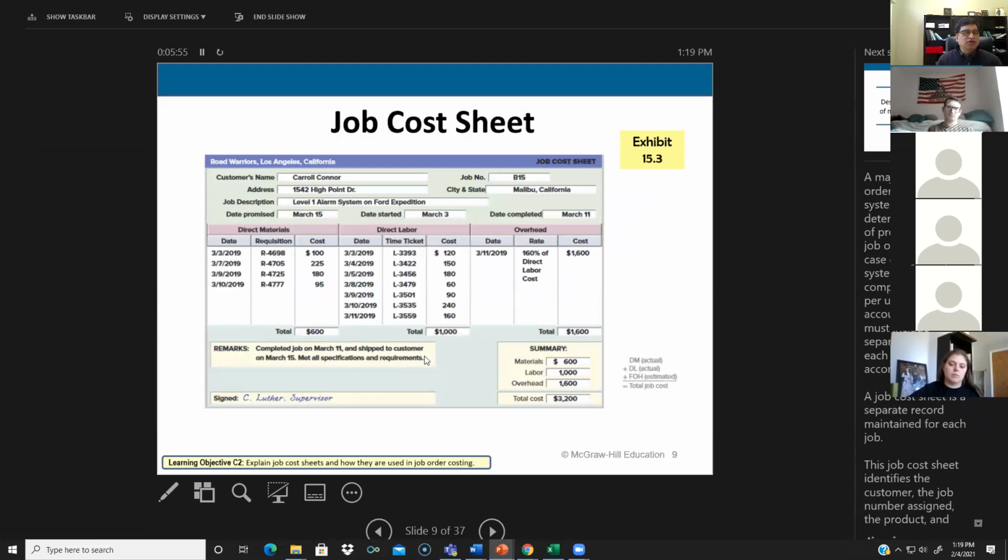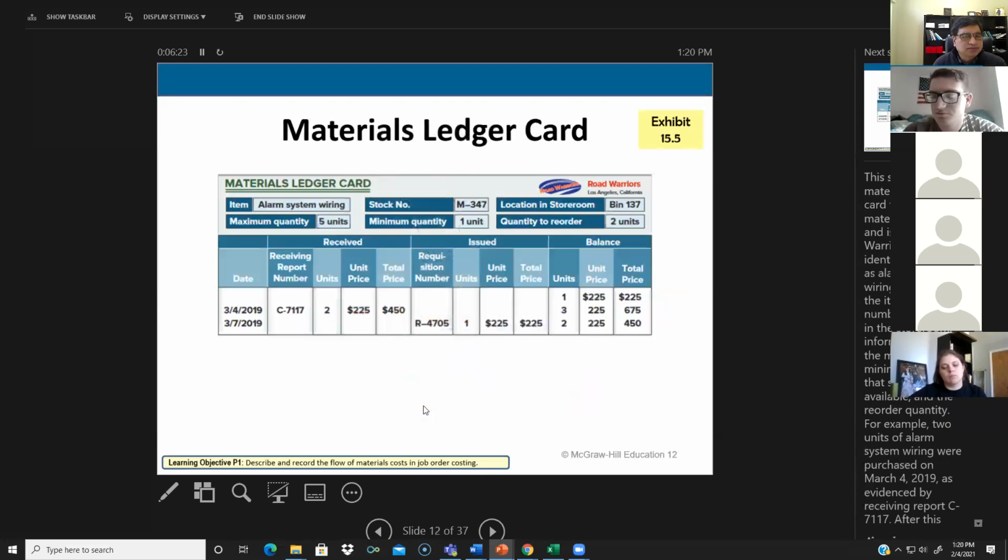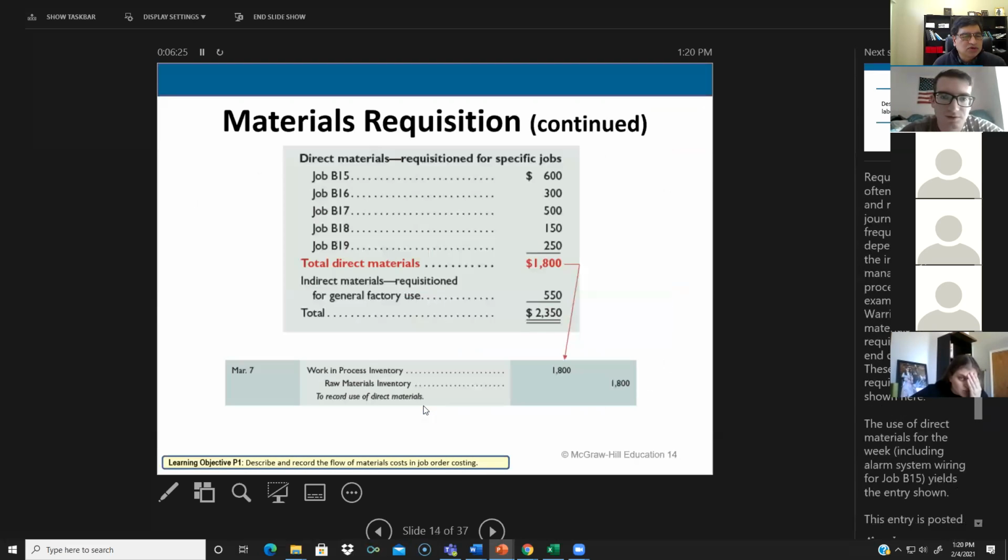This is a job cost sheet. You can look at it when you read the chapter. You are accumulating the direct material. You are accumulating the direct labor from different time tickets, and then you are applying the overhead. All together, direct material plus direct labor plus estimated overheads gives you the total cost of the job, which you have already done. I was trying to come to the journal entries.